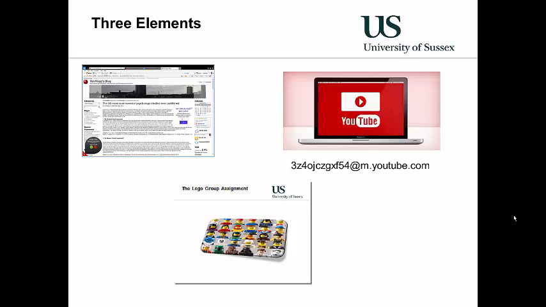The second element is a classic PowerPoint slide set. Now this can be of around, I would guess, 10 slides maximum, and this will illustrate the case that you've put together and you've found in your groups. This is also posted as an attachment to the forum I have set up on Study Direct.